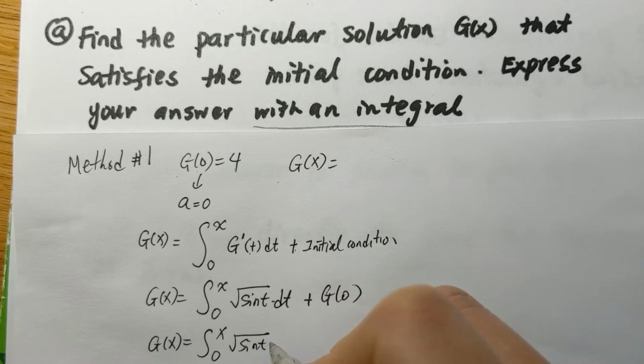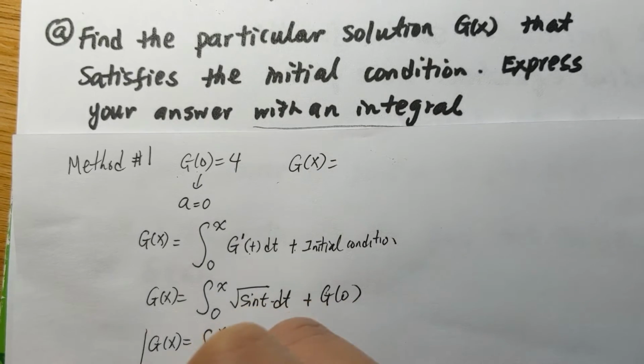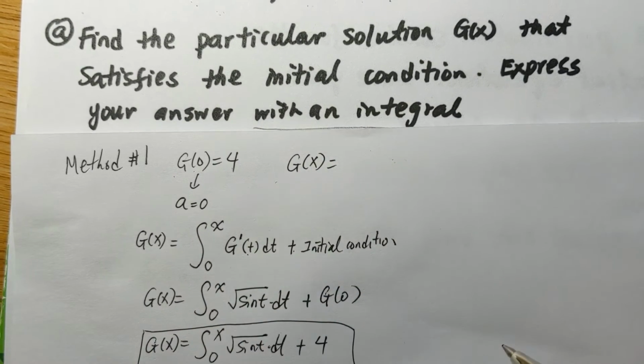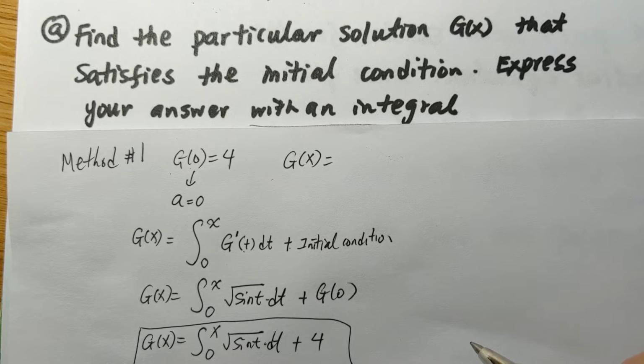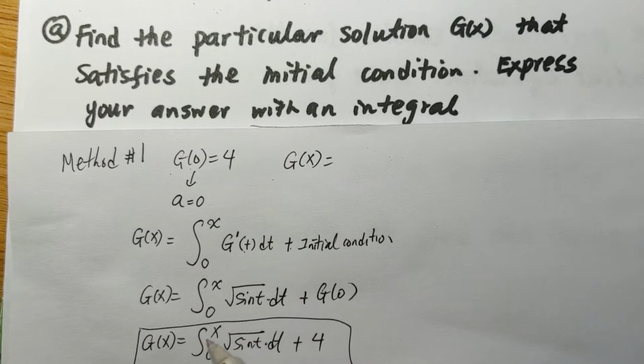I'm just going to rewrite it over. Now g of 0 equal 4, so I'll replace it by 4. So we finished the questions. So this is our g of x in an integral.